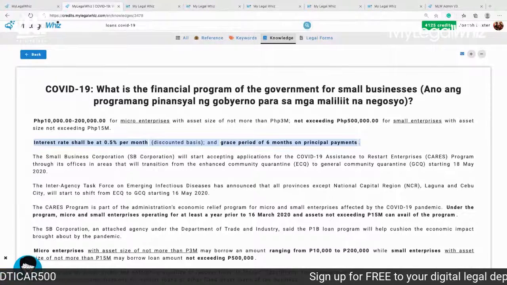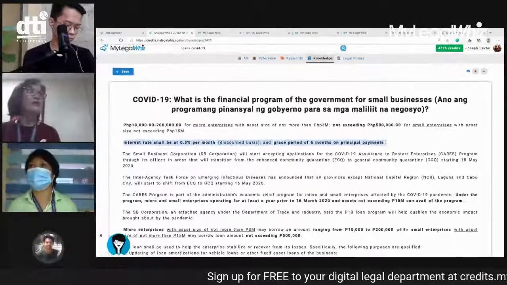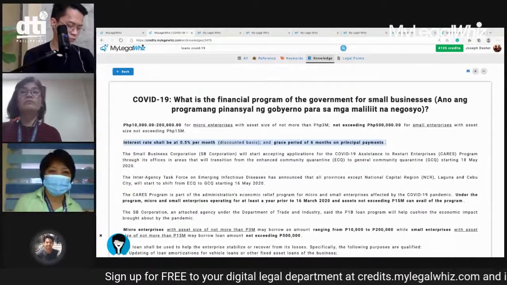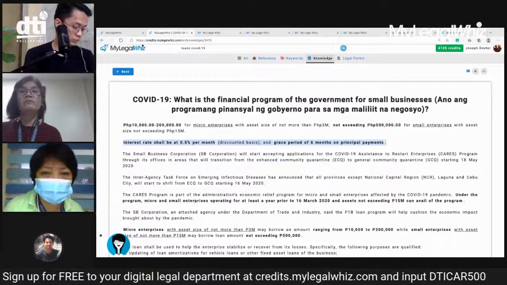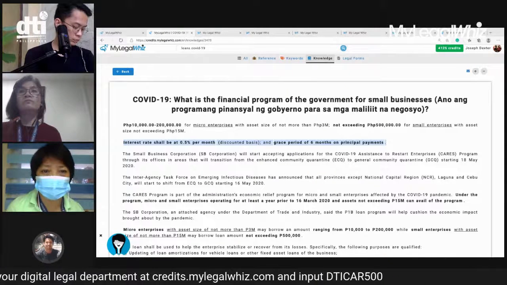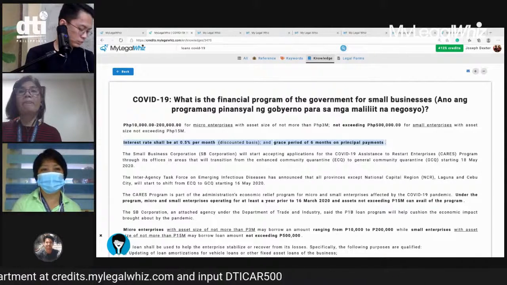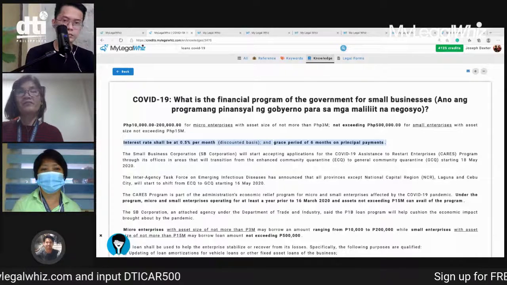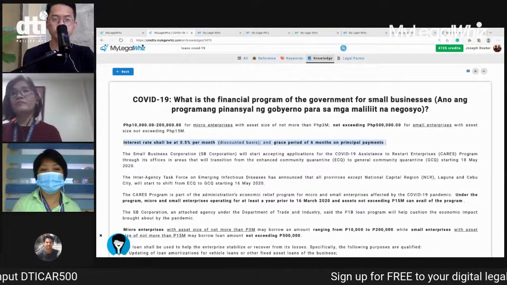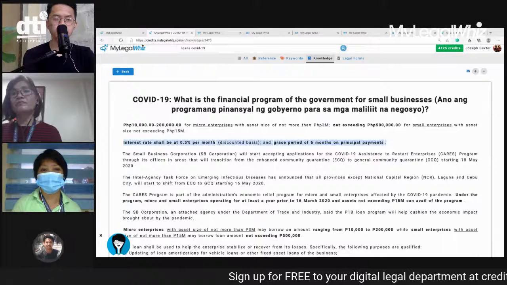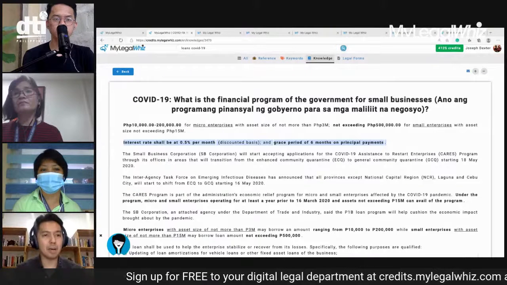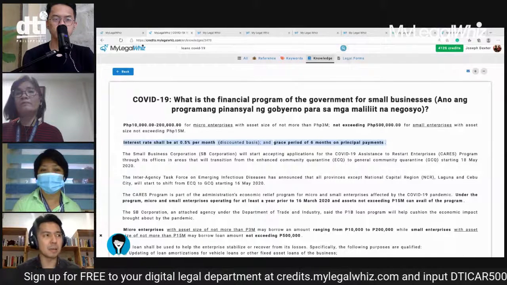I see. So at least po dito, nakikita natin mismo yung guidelines, kasi ako rin, tinignan ko lang ngayon, 0.5% per month, makakatulong po yan. And hopefully, mas ma-expand pa and magamit ng nakararaming mga negosyo sa buong Pilipinas.